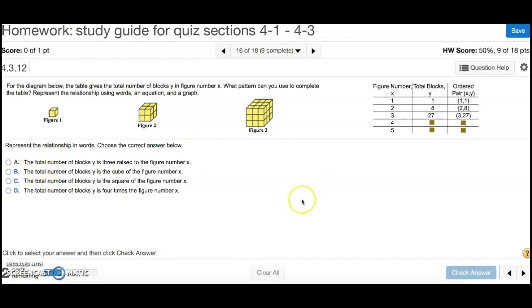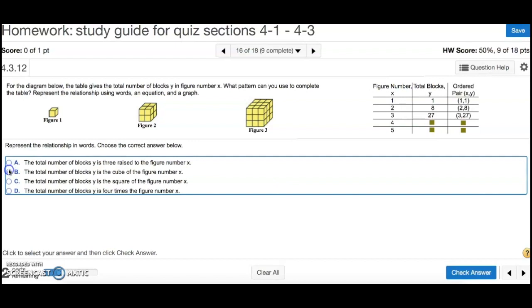Looking at B, the total number of blocks Y is the cube of the figure number X. So X to the third. So if I put in 1, I get 1 to the third, which is 1. So that works. So I put 2 in. 2 to the third is 8. I put in 3 for X. 3 to the third is 27, so that works. So it should be B.